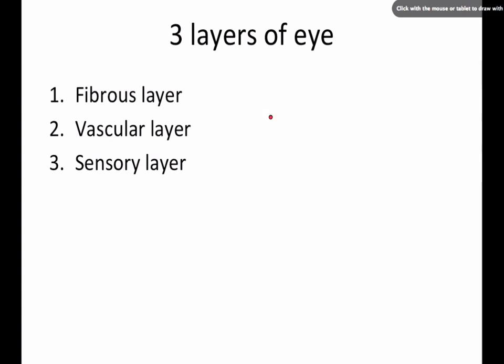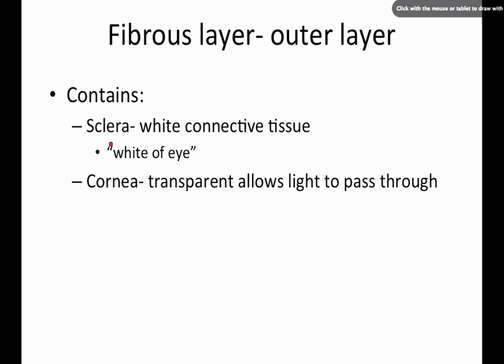Okay, so there's 3 layers of the eye. You have the fibrous layer, the vascular layer, and the sensory layer. The fibrous layer is the first part. The fibrous layer is also called the outer layer, and this contains the sclera. So the sclera is the actual white connective tissue. Sometimes it's called the white of the eye. In addition, the fibrous layer contains the cornea. The cornea is transparent and it allows light to pass through the eye.